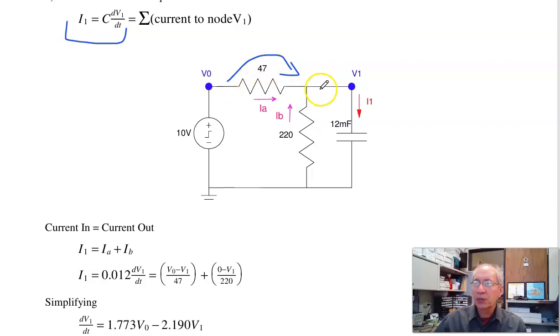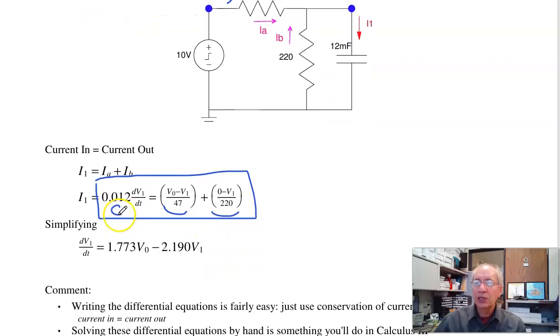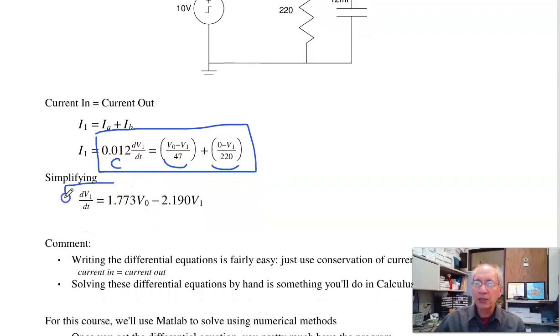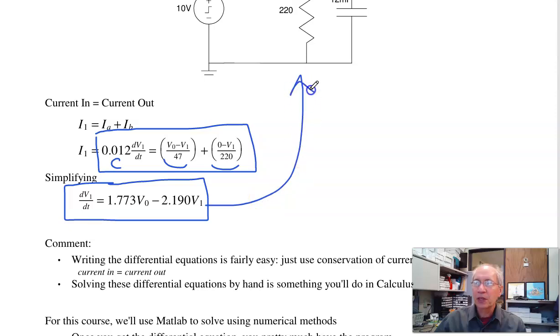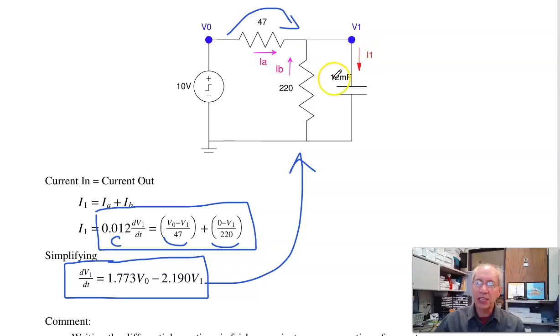IA is this current: V0 minus V1 over 47. IB is this current: 0 minus V1 over 220. That adds together and gives you I1. I1 is C dV/dt, and that's C. So here's your differential equation that describes that circuit. Do a little bit of algebra, group the terms together. That's the equation that satisfies it. So if I can solve this differential equation, I can tell you what the voltage is versus time.